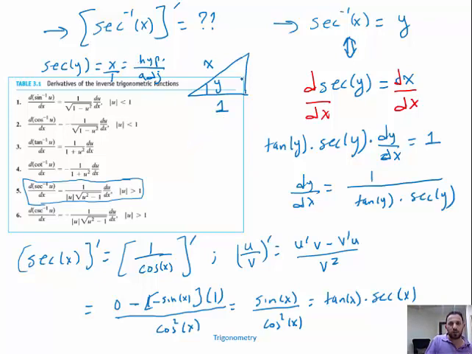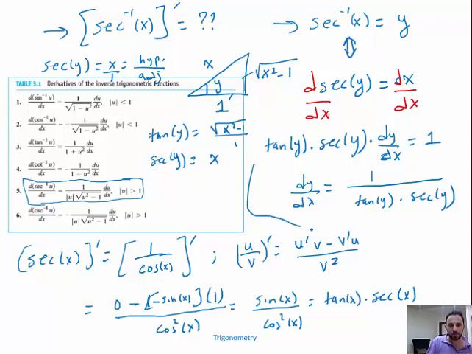So I need to obtain tangent of y. Tangent of y is the opposite over adjacent. This is equal to, by Pythagoras theorem, the radical of x squared minus 1 over 1. So this is the radical x squared minus 1. And secant y by definition is x, and from the triangle it is the same: x over 1, the hypotenuse over the adjacent.